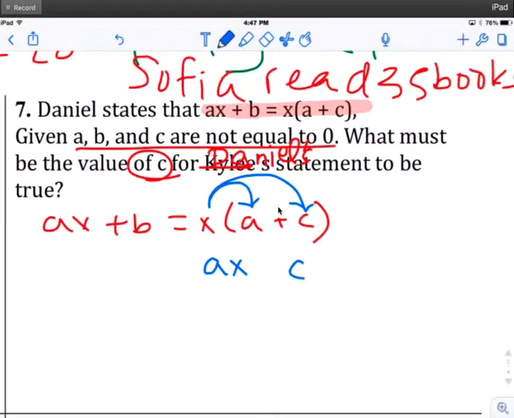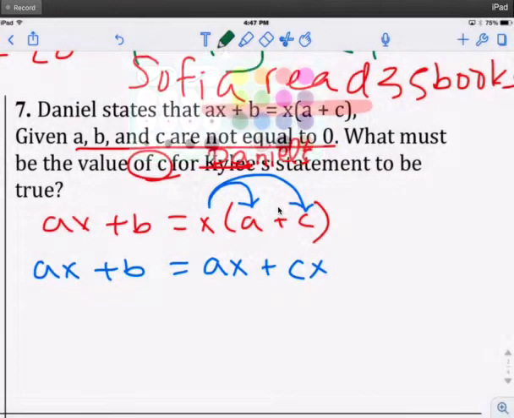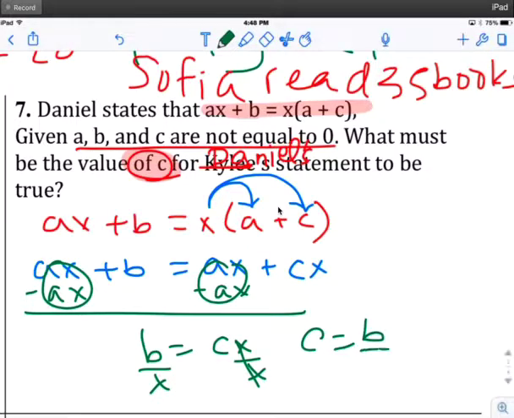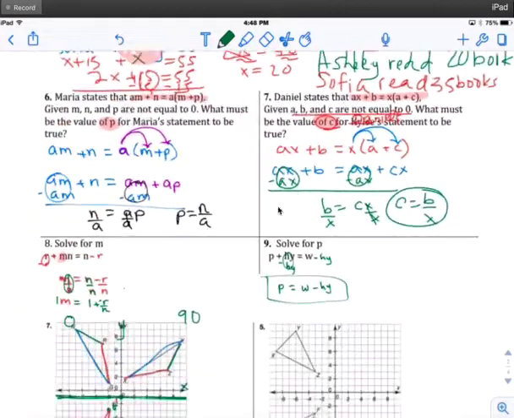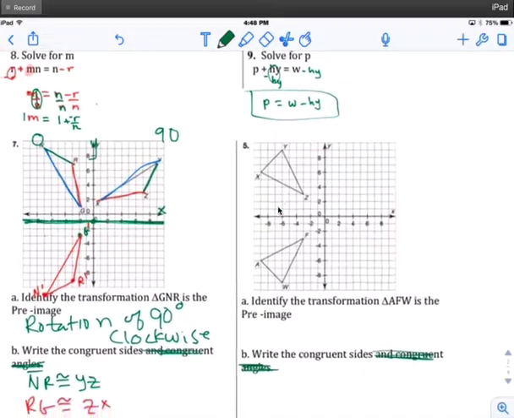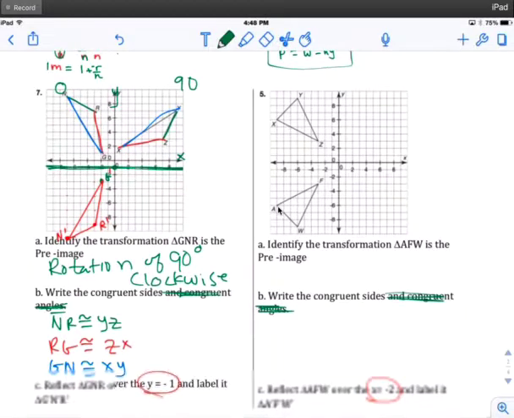C times X is CX, same thing, okay? Equals AX plus B. Minus AX, minus AX. 0 here plus B is B. 0 here plus CX is CX. And you're solving for C. So you divide by X, C equals B over X. Okay, and we did this one in class, number 7.